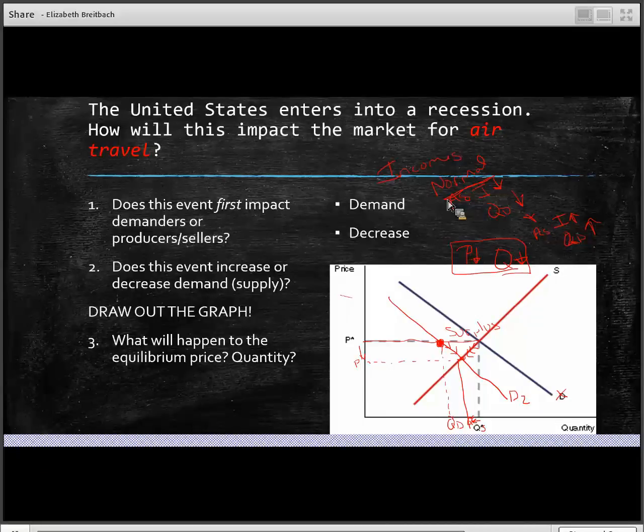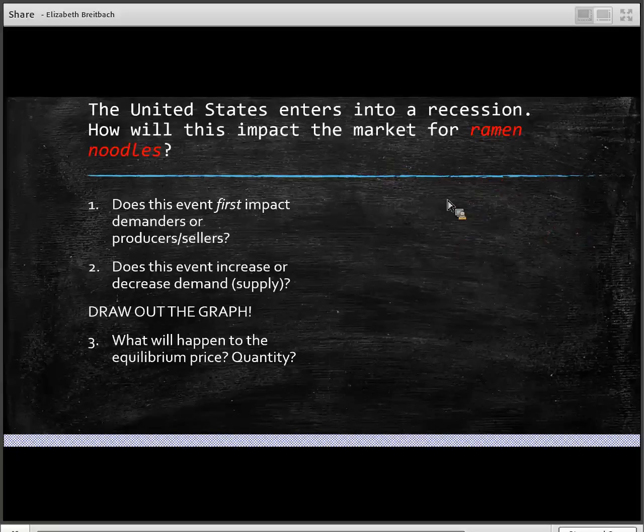All right, so ramen noodles. So same event, the United States enters into a recession. How does this impact the market for ramen noodles? Well, again, it's consumers that feel the brunt of the recession. They're the ones that don't have as much income. They're the ones that are worried about their job.